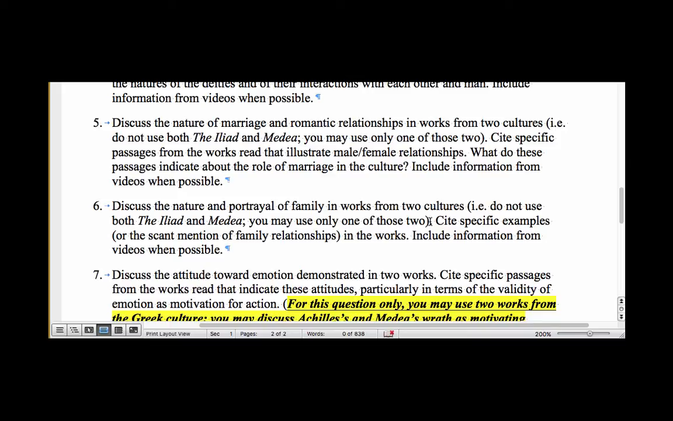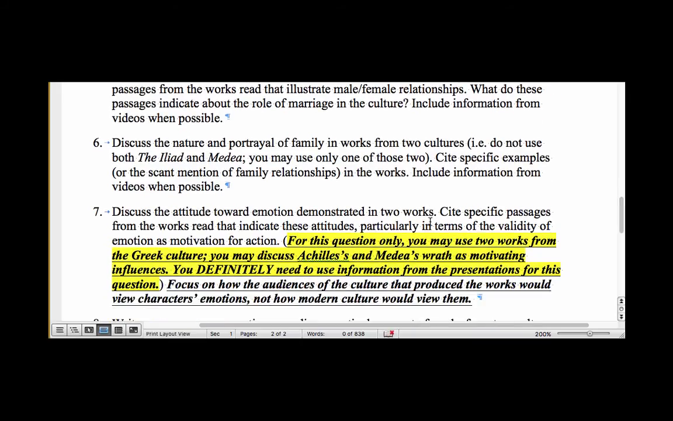The next one is similar, but it's also somewhat different. The nature and portrayal of the family would also include discussions of children and child raising. Now, obviously, since Genesis is based on domestic tales, the portrayal of the family is very important, and is, in fact, one of the major underlying themes in Genesis. So looking at the importance of family and the nature and portrayal of family in Genesis might be a good way to go. In terms of the Iliad, we do see some family relationships.